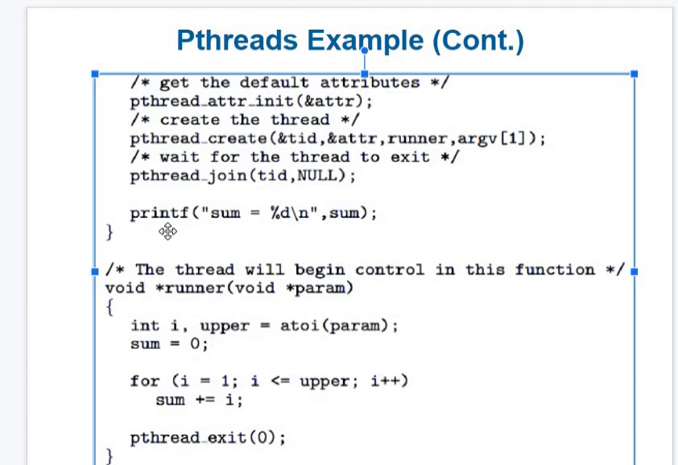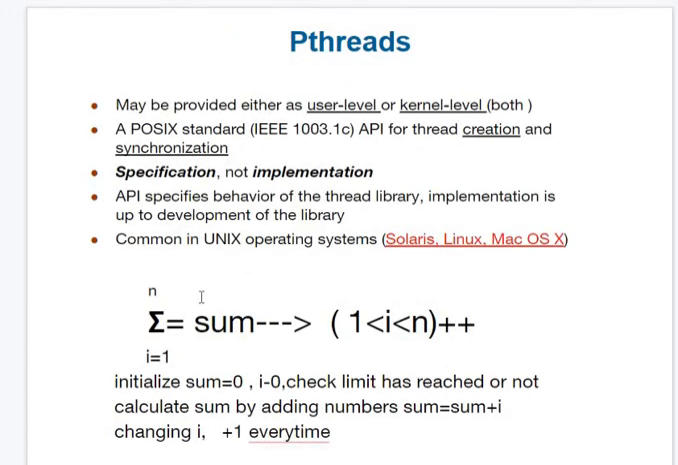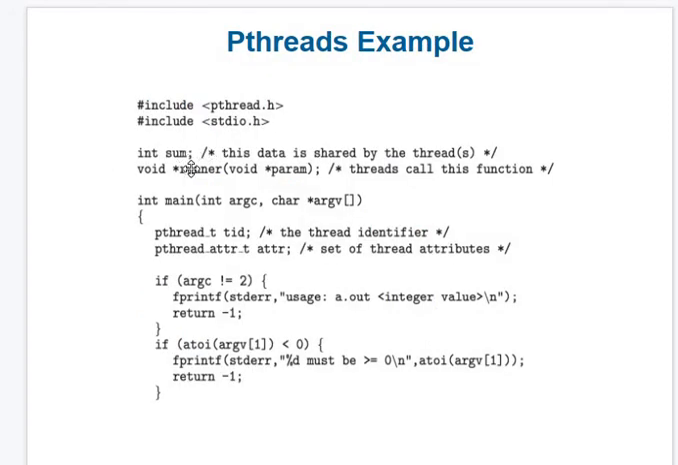I repeat it once again, whichever are the important points. This program executes a summation of 1 to some limit. First thing, there are two types of important variables: one is the sum variable and another one is runner, which is about to become the child thread. So the main program starts, so the main thread is created. The main thread calls its own thread ID and attributes. Thread ID and attributes.